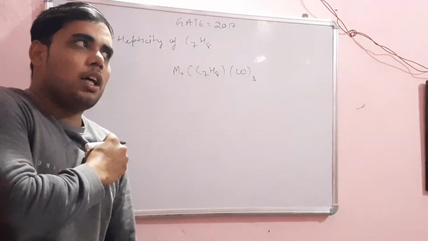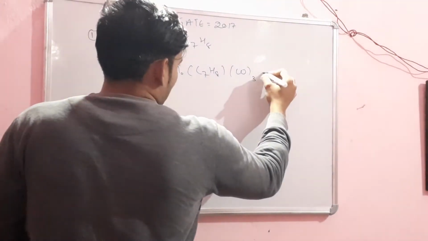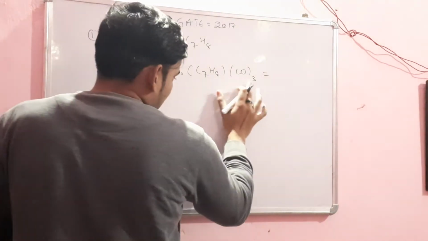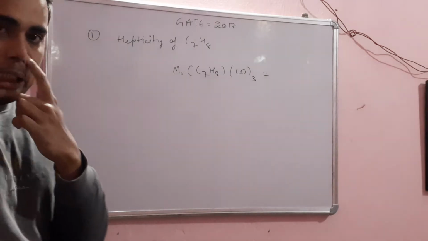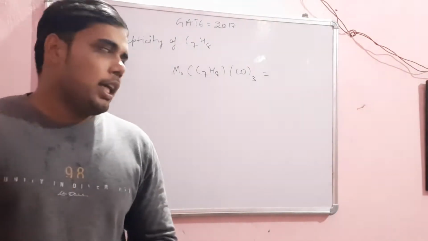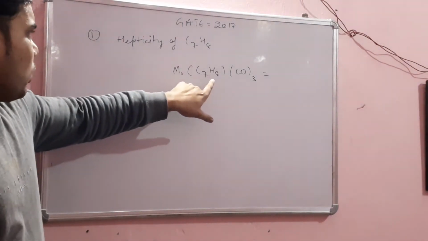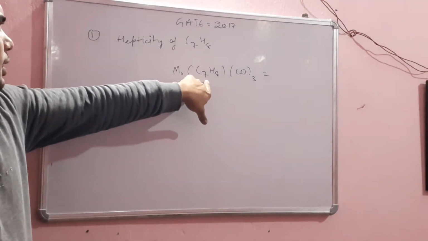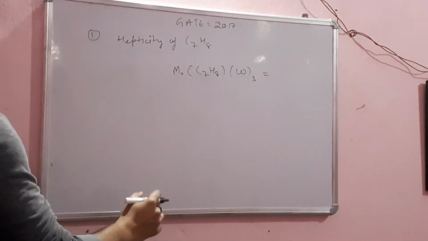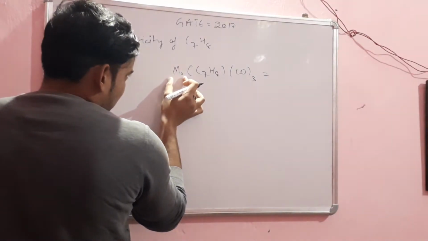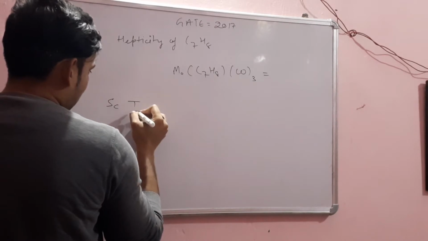So you have read or studied about the 18 electron rule. It says that the electron number of this compound will be equal to 18, and we can check what is the hapticity of this C7H8 in that situation. So first you need to know the group number of Mo.